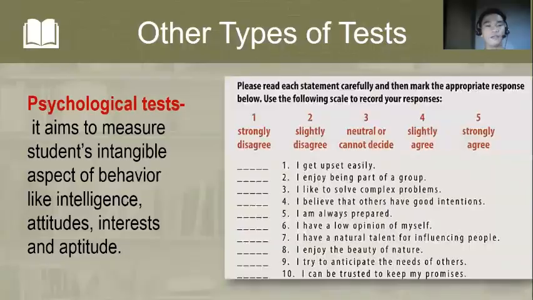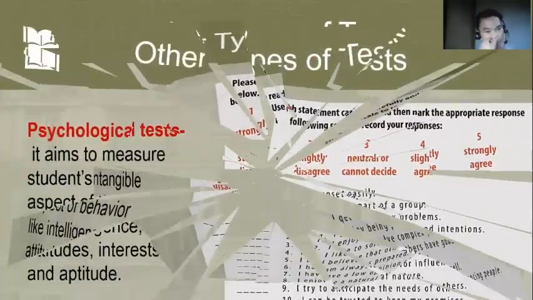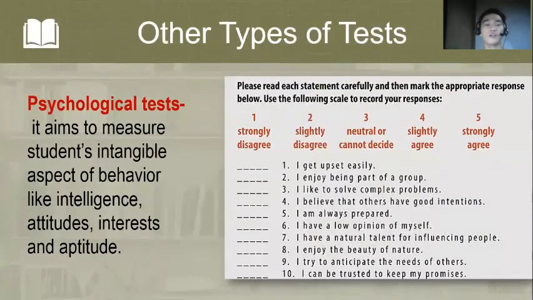Another type of test is what we call your psychological test. Perhaps we are all familiar with psychological test. It aims to measure our intangible aspects of behavior like intelligence, which we cannot see inside the classroom through a teacher-made type of test. There are experts that measure our intelligence, our attitude, our interest, and aptitudes. That's why we have guidance counselors, and so on and so forth, to administer these types of tests.